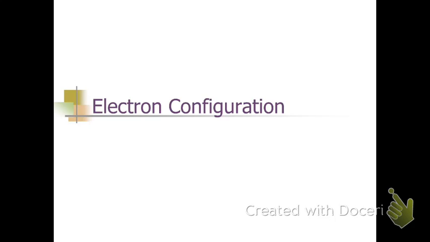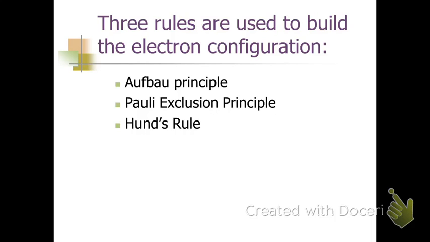Hello class. Today we're going to learn about electron configuration, or more succinctly, how to do electron configurations. It turns out that there are three rules that govern the ability to build an electron configuration, and these three rules are the Aufbau Principle, the Pauli Exclusion Principle, and Hund's Rule. No need to write these down, as we will be going into greater depth in each one of these.